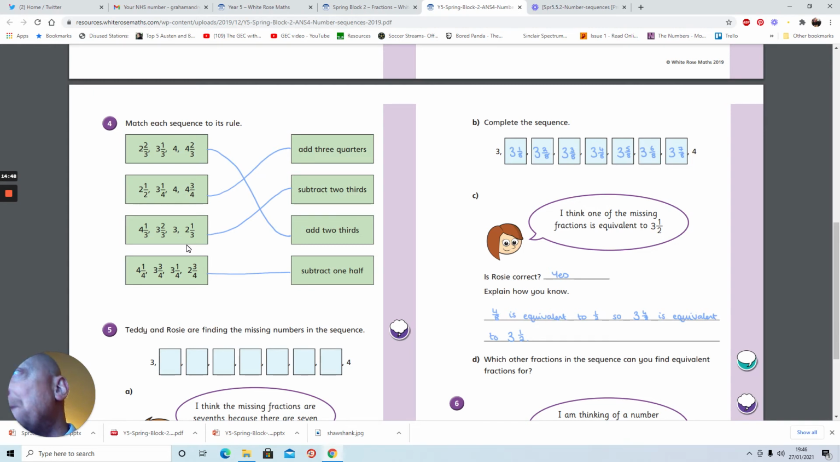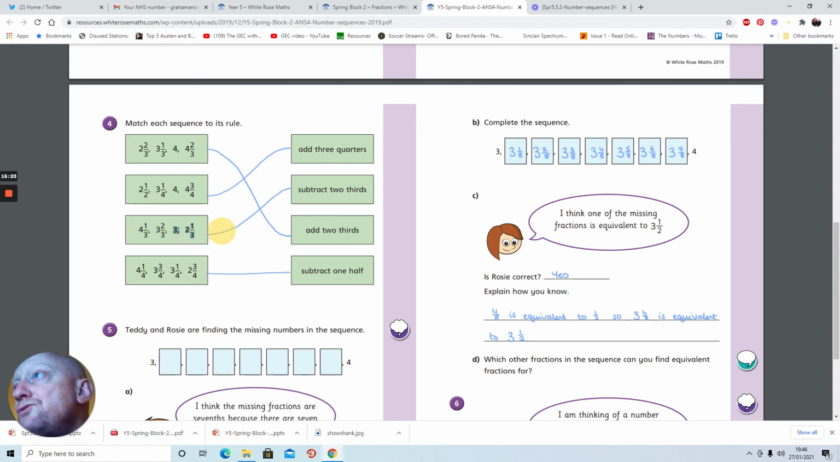Next one is 4 and 1/3, 3 and 2/3, 3, 2 and 1/3. Okay, so now this one is a little trickier, because the jump between there and there is quite confusing. But actually, the sequence between those two numbers isn't so tricky. If we look at 3 and 2/3 to 3, we are going back, we are subtracting 2/3, because that's 3 and 2/3, and that's 3.